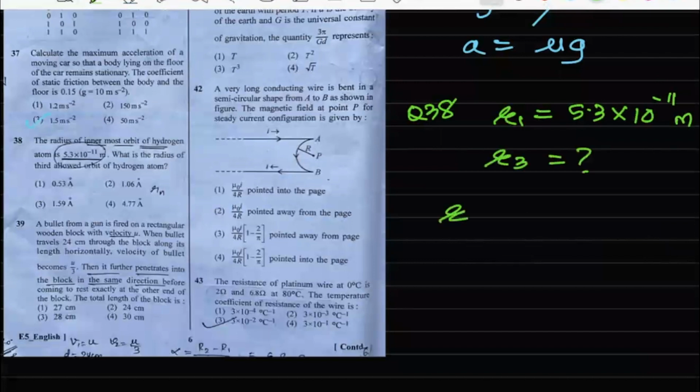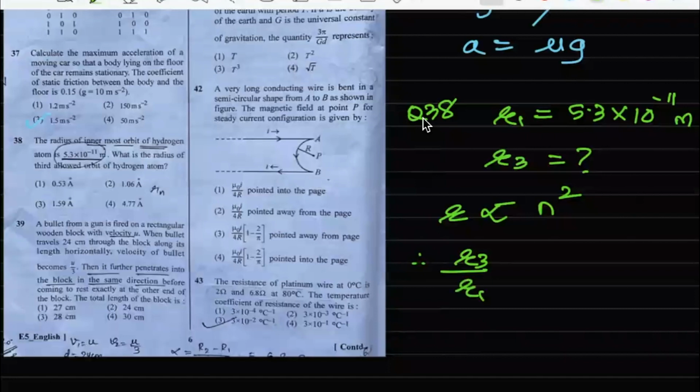So we know the formula, right? Radius is epsilon naught h square n square upon pi m e square Z. So basically the radius is proportional to n square. That's all we have to do here. So that's it. R3 upon R1 is going to be, in this case, 3 upon 1 squared, 9 by 1, right?